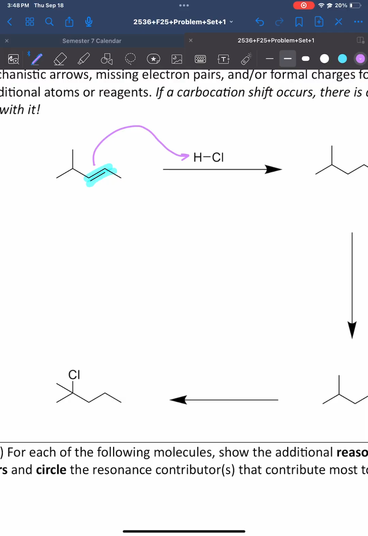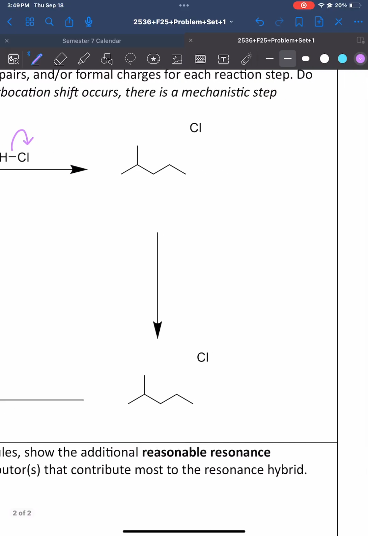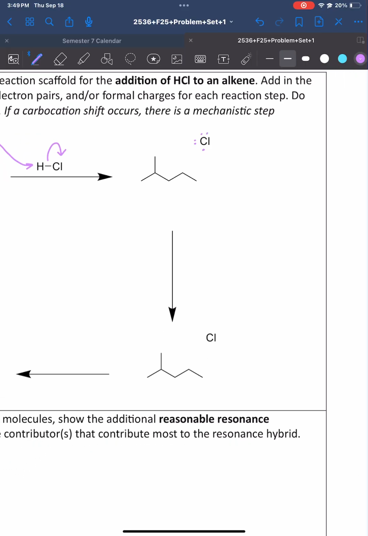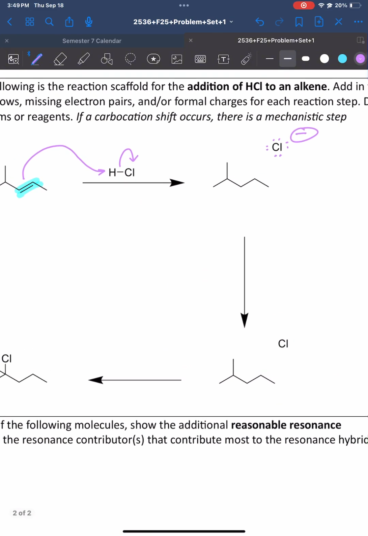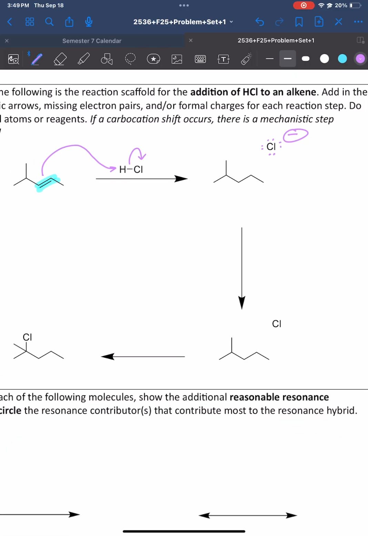And what goes around comes around. If this is going to attack the hydrogen, this double bond needs to, or the single bond, sorry, must go and jump onto the chlorine, giving this chlorine 1, 2, 3, 4, 5, 6, 7, 8 electrons and making it negatively charged. So now we need to account for the carbocation as well.